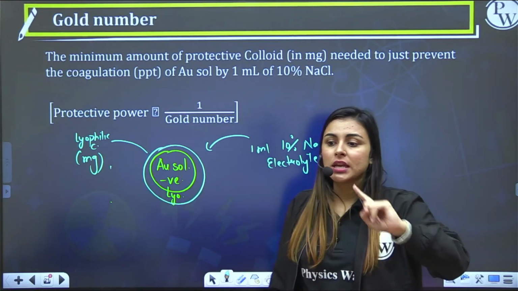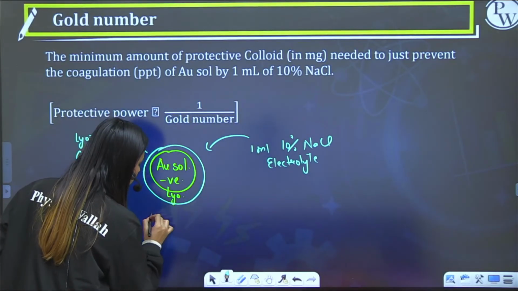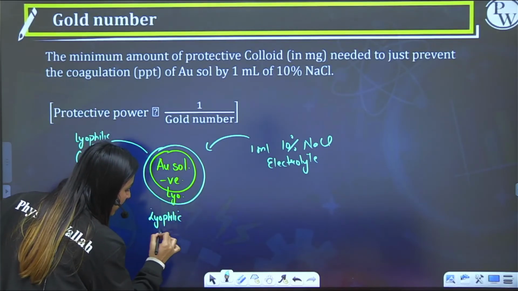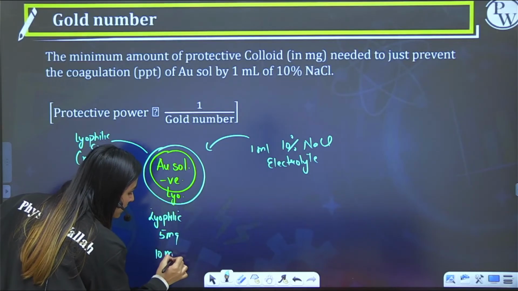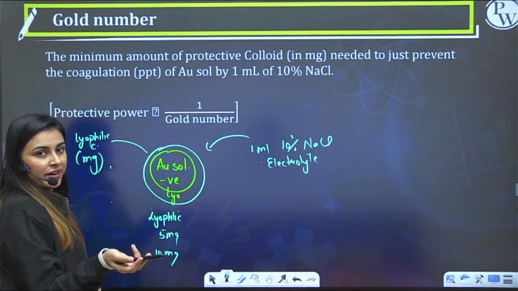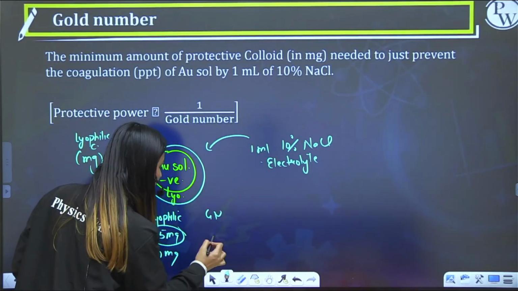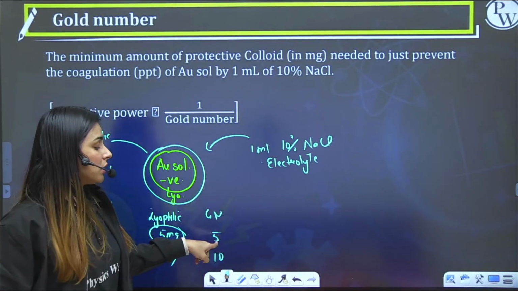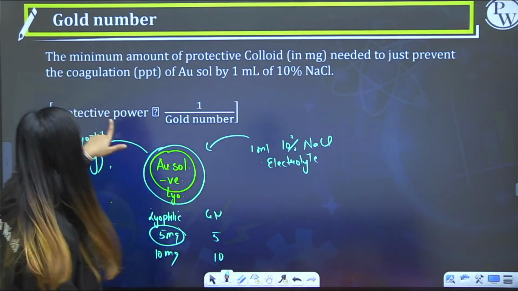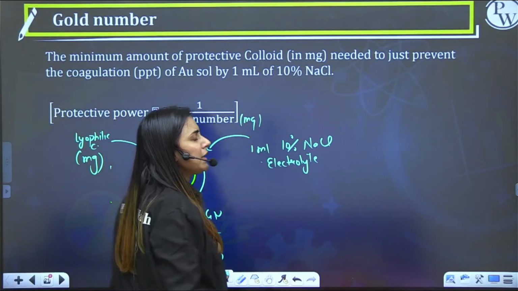Yes, because let's take an example. Let's say you used a lyophilic colloid, one at 5 milligrams and the other at 10 milligrams, for the same electrolyte and the same lyophobic colloid. Which is more effective? Obviously, the one used in the lesser amount. So the gold number for this would be 5 and for this would be 10. So the gold number 5 is more effective. So the lesser the gold number, the higher the coagulating power. Coagulating power is inversely proportional to the gold number. Gold number is actually the amount in milligrams.